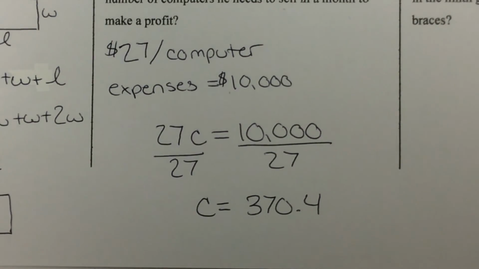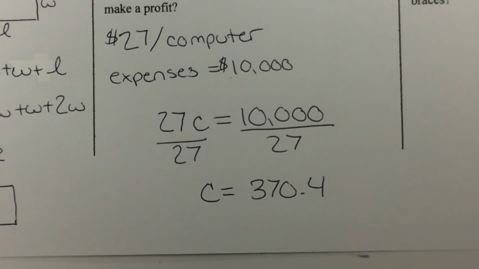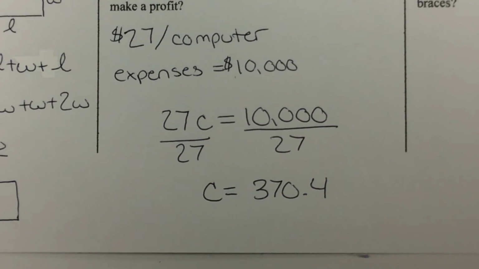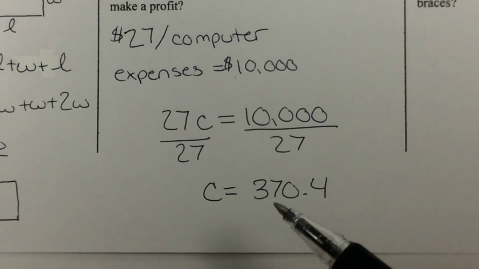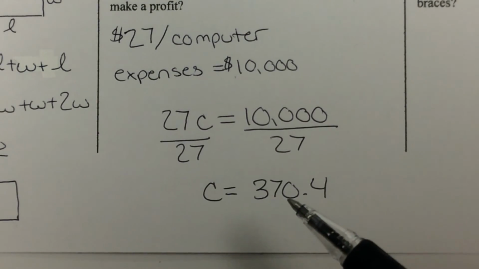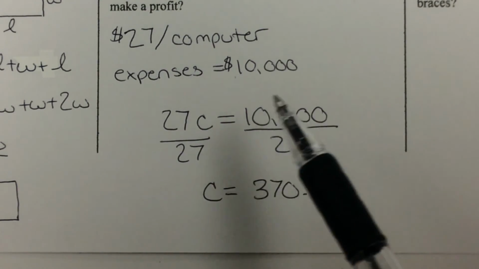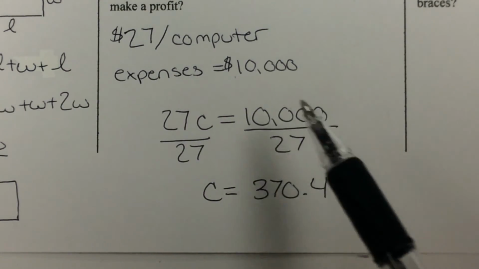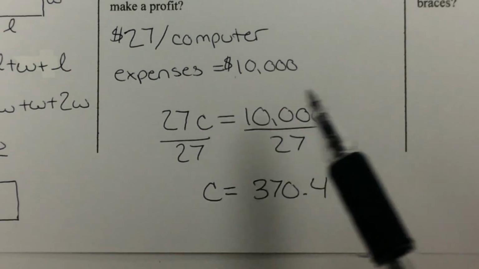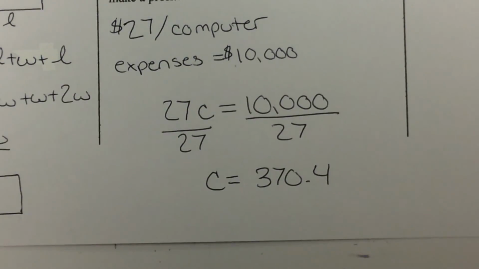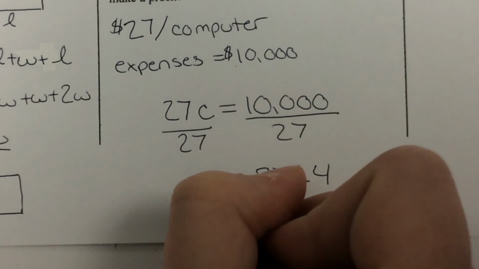Can you sell anybody half of a computer? If you went to the computer store and they tried to sell you half of a computer, wouldn't you look at them like they were crazy? So we need to round this up to the nearest whole computer. We can't round it down to just an even 370 because that'll be under $10,000. Okay, so we want to make a profit. So let's round it up to the nearest whole computer.